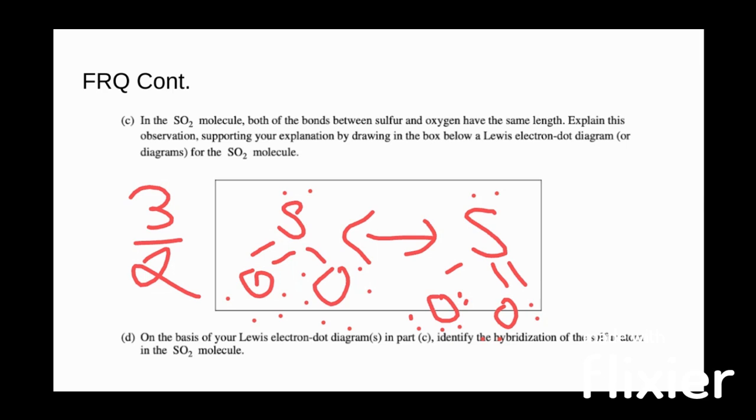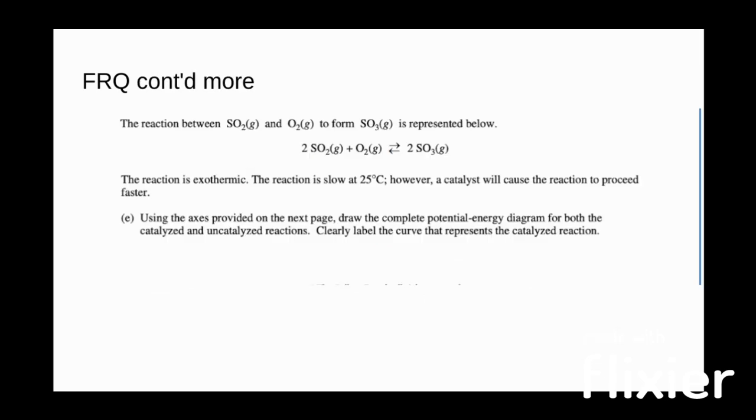For D, it's asking for the hybridization of the sulfur atom. And so because there are 3 electron dense domains, this middle one right here and these 2 right here, that means that it will be sp2 because it's always sp to the number of electron domains minus 1. So this is the next question.